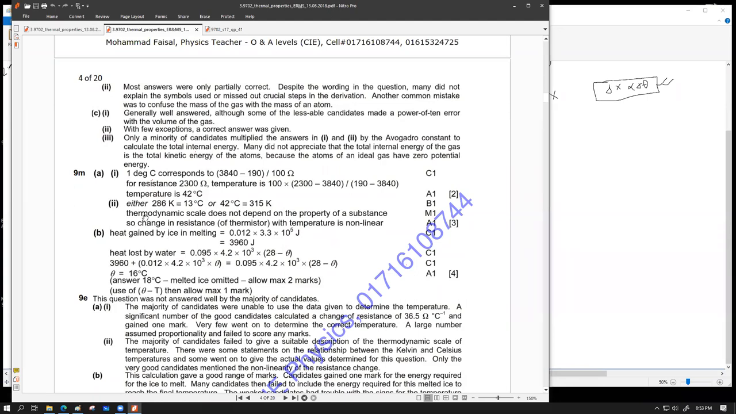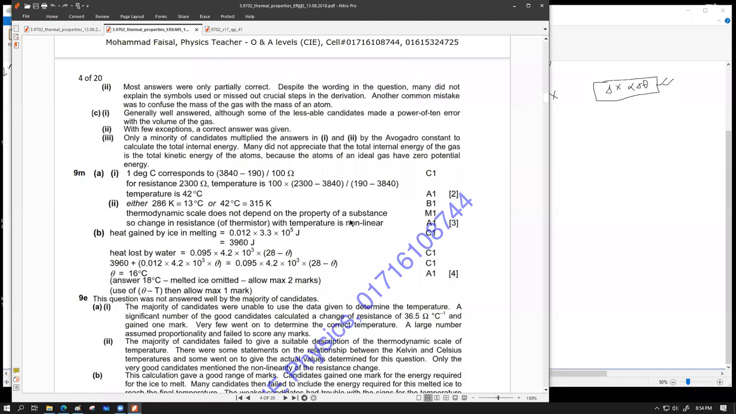And then they were saying the thermodynamic scale does not depend on the property of a substance. So that's one of the key aspects of the thermodynamic scale. That thermodynamic scale was developed by observing the behavior of gas volume as temperature was changing. So when Charles was doing his experiment, he found out that whenever he plotted the volume versus temperature graph for multiple different gases, or for one single gas with multiple different amounts of moles, they all produce a very beautiful straight line.